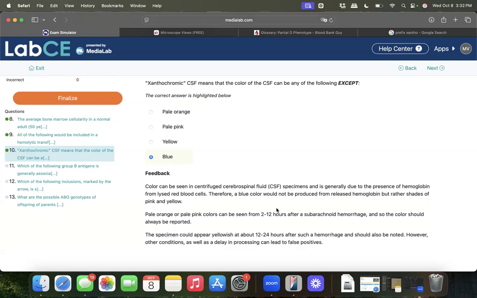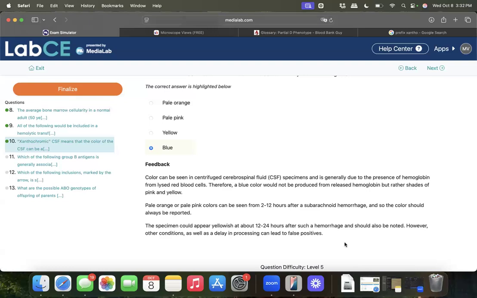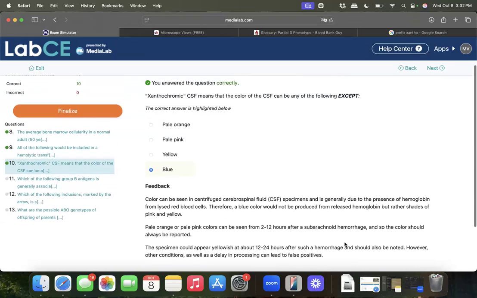Pale orange and pale pink colors can be seen from 2 to 12 hours after a subarachnoid hemorrhage. So the color should always be reported, and the specimen could appear yellowish about 12 to 24 hours after such a hemorrhage and should also be noted. Okay, yeah, we said that. However, other conditions, as well as a delay in processing, can lead to false positives. I don't know that I've ever seen that, other conditions and delays in processing. We're not going to blame the lab here, lab CE. It's normally due to a subarachnoid hemorrhage or a very traumatic tap. And that was a level 5. Good stuff.